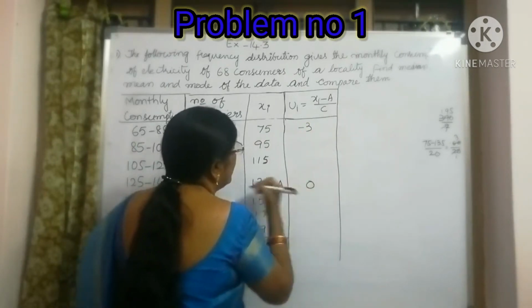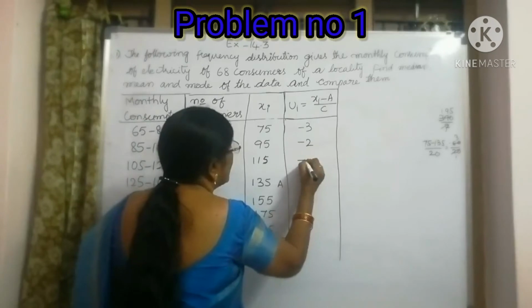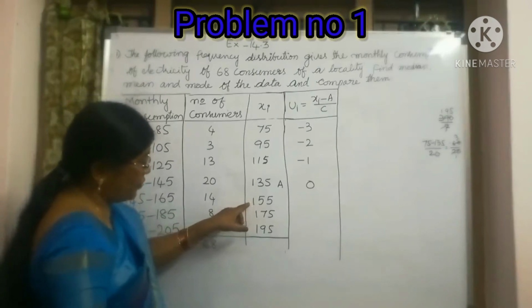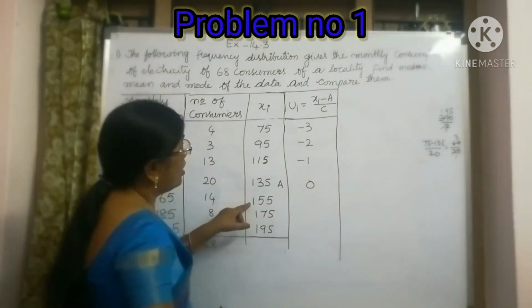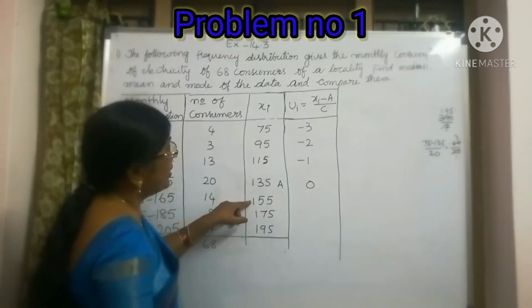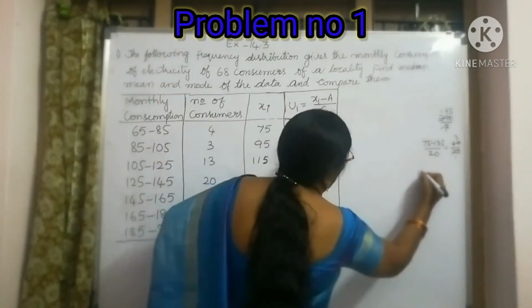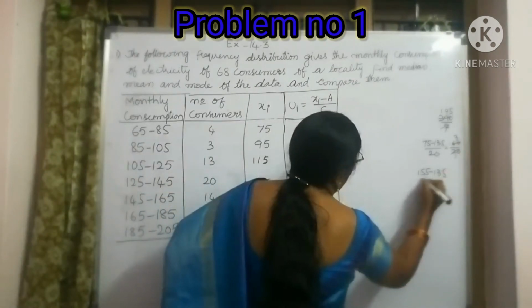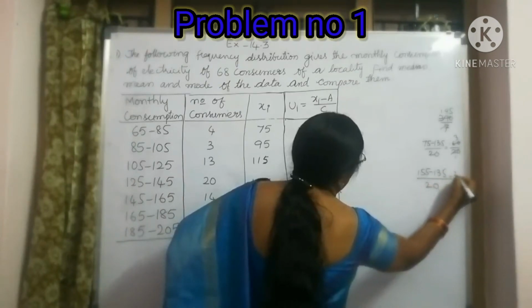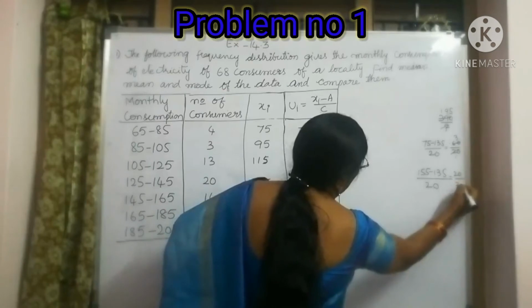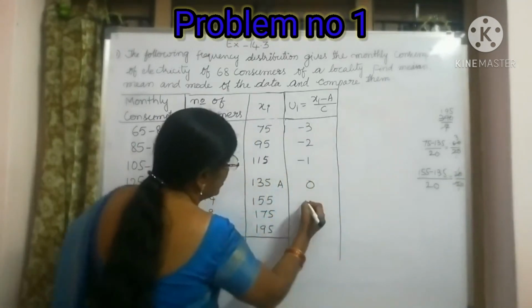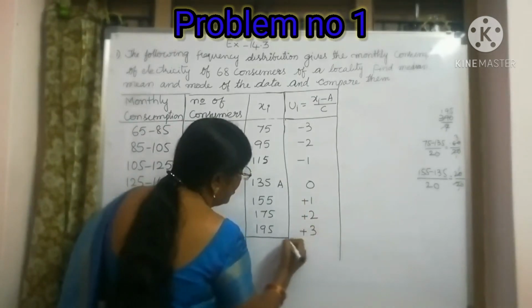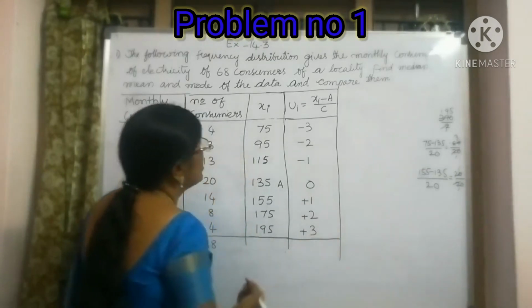Simply, we will put here 0, and this is minus 2 and this is minus 1. Also here xi is 155, minus A, 135, which is 20 by 20, so you will get 1. So positive 1 here, and this will be 2 and this will be 3. If you do the problem, you will get the values like this only.